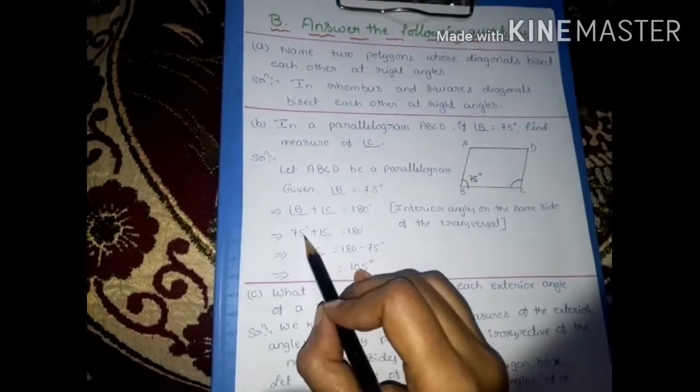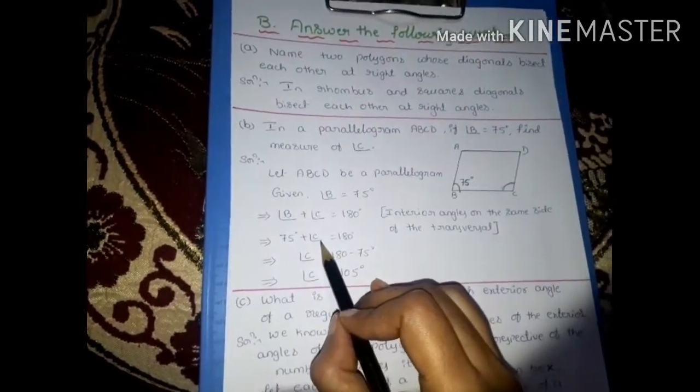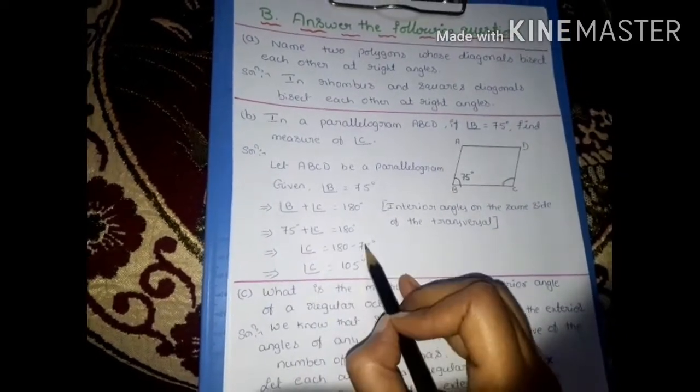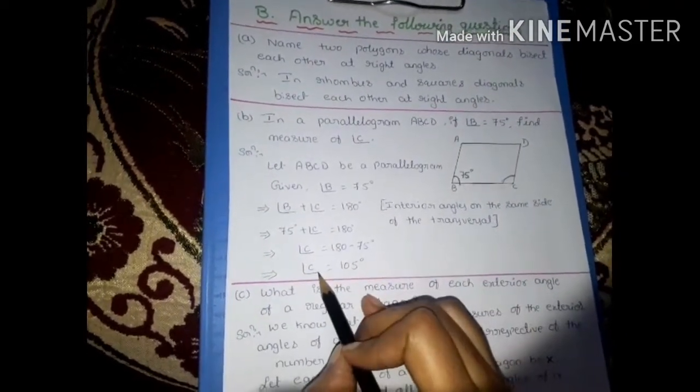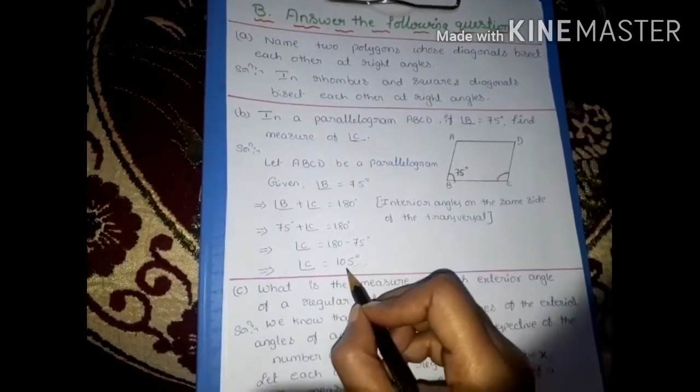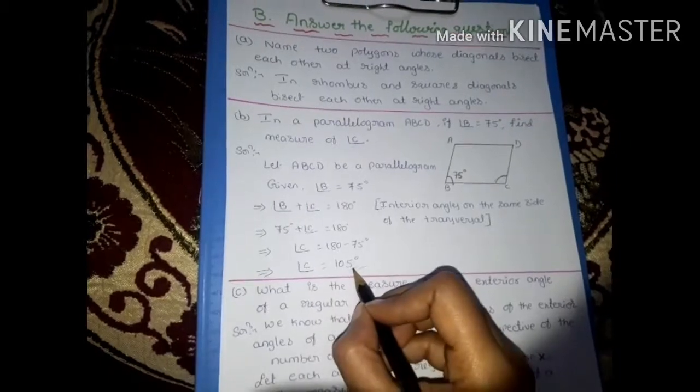Angle B 75 degrees plus angle C, which we have to find, is equal to 180 degrees. Angle C equals 180 minus 75 degrees, which gives angle C value as 105. 180 minus 75 is 105. Angle C value is 105.